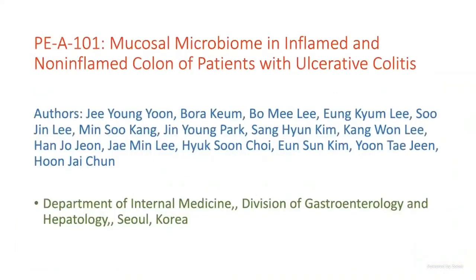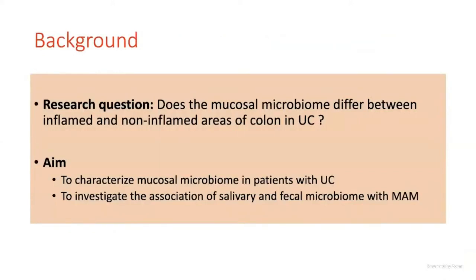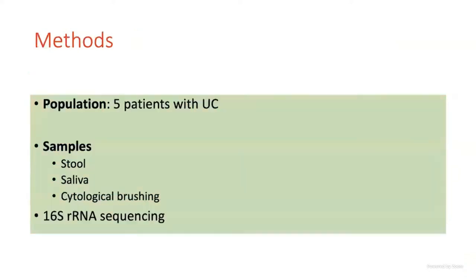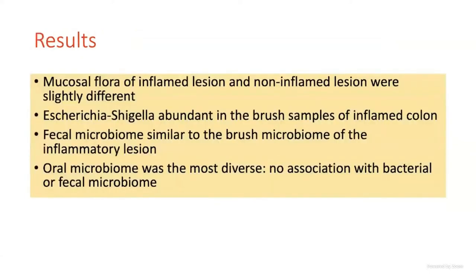So the third abstract again looked at the mucosal microbiome in patients with ulcerative colitis, and they looked at the difference between the inflamed and the non-inflamed colon. This was again from Korea. The research question was, does the mucosal microbiome differ between inflamed and non-inflamed areas of colon in UC? And the aim was to characterize the mucosal microbiome in patients with UC and to investigate the association with salivary and fecal microbiome. There were 5 patients of ulcerative colitis, and the samples were stool, saliva, and pathological testing for the mucosal microbiome. Again, this testing is RNA sequencing.